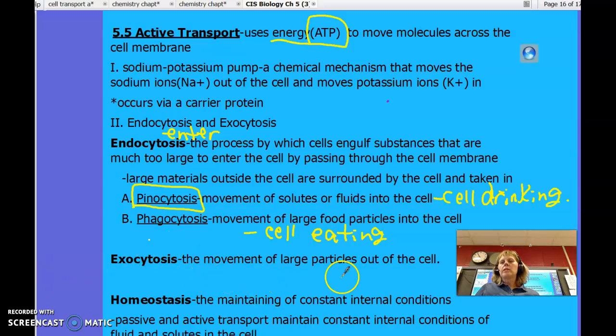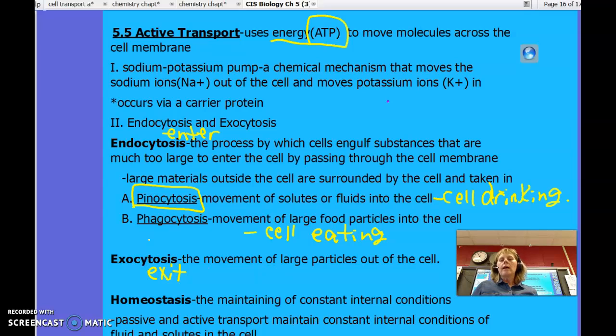Exocytosis then is movement of large particles out of the cell. And again, a lot of times these are proteins that are made in the cell that now need to go out and do jobs outside of the cell. So exocytosis is exiting the cell. So exo, exit. That's the way I remember it.